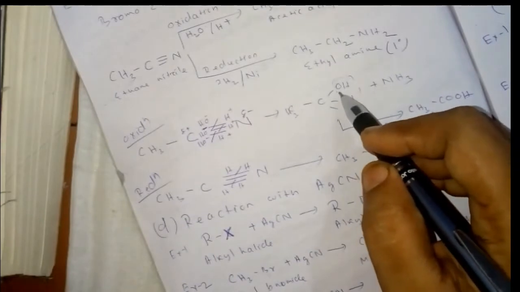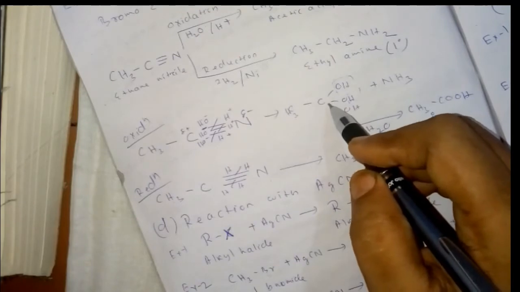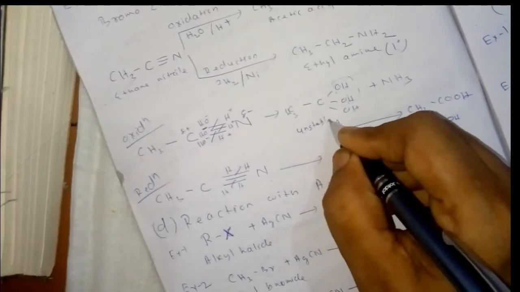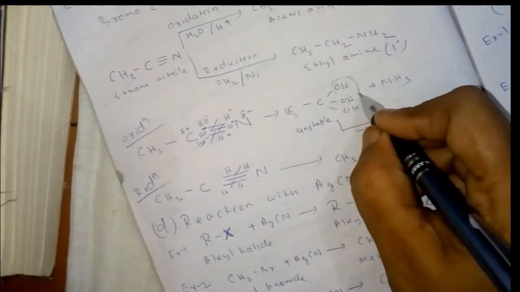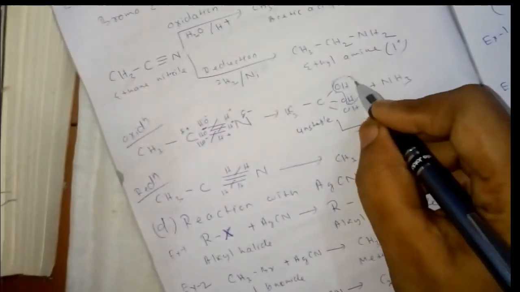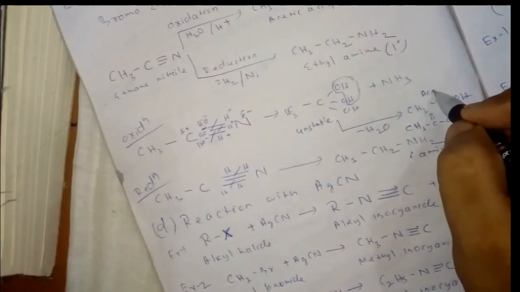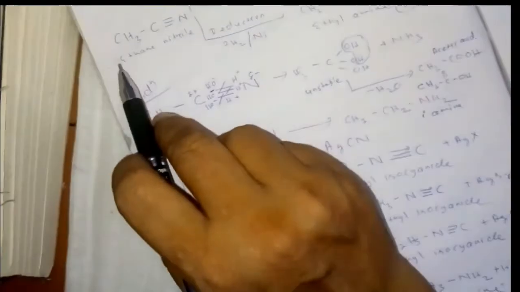But when 2 OH or 3 OH are attached to one carbon, it becomes unstable. So water is eliminated, and we will get CH3C double bond O, single bond OH, or acetic acid. So this is an ascent or gradation reaction. The carbon number will increase in this reaction.